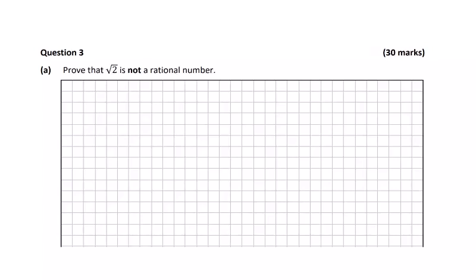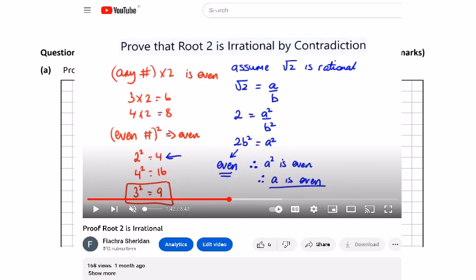Question 3 deals with proof that root 2 is not rational. So if you checked out my YouTube page, 168 of you got lucky. This question has come up, followed by a log question. So let's have a look at the log part. You can look at YouTube for the proof that root 2 is not rational.